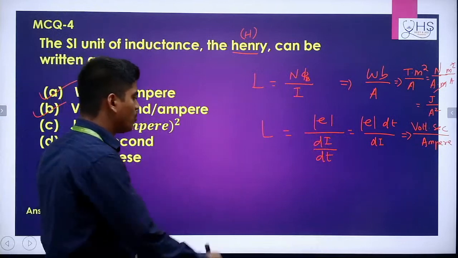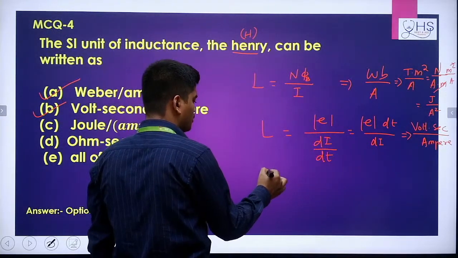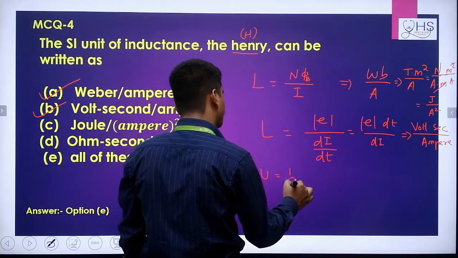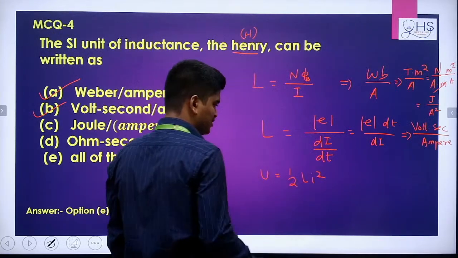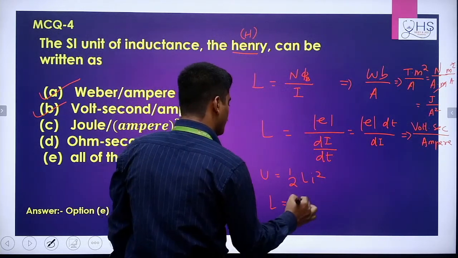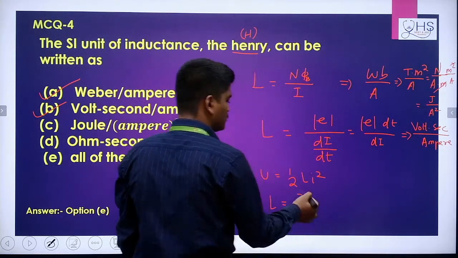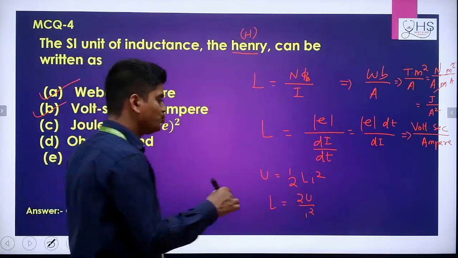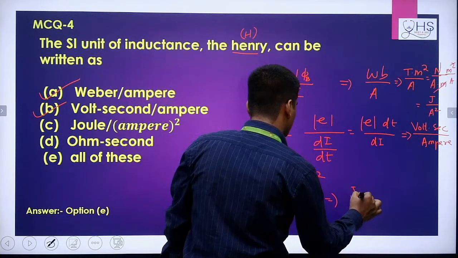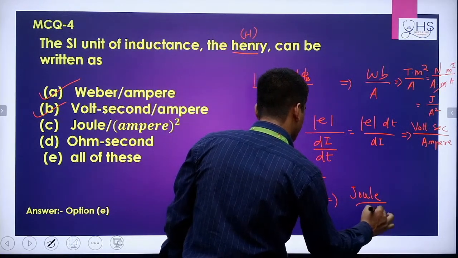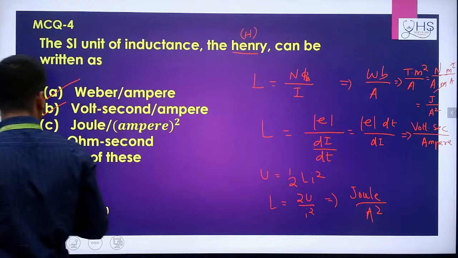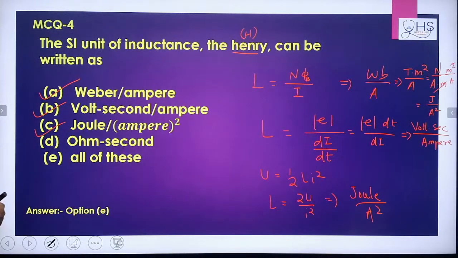Otherwise, you already know the energy stored in an inductor, the magnetic energy stored in an inductor, is basically half Li square. Now if you want to find self inductance, you can write it as 2U by I square. U is basically energy, joule. So joule by ampere square. This is also correct. So all these three options are SI units of the Henry.